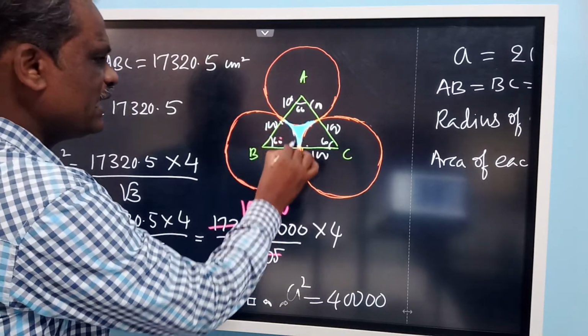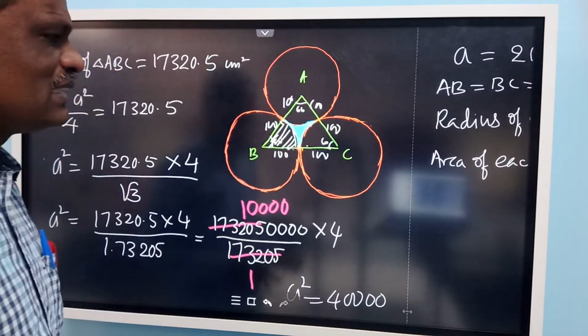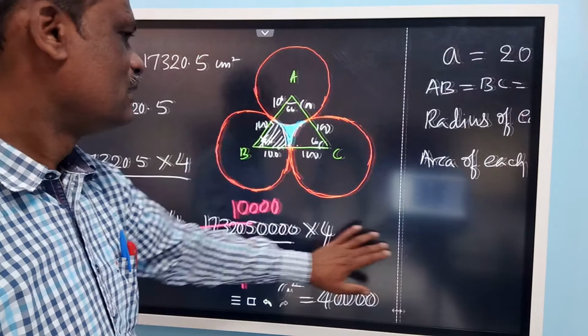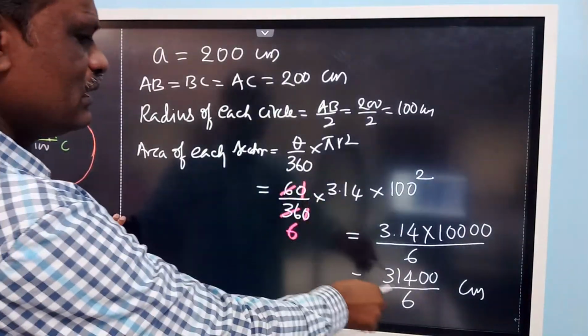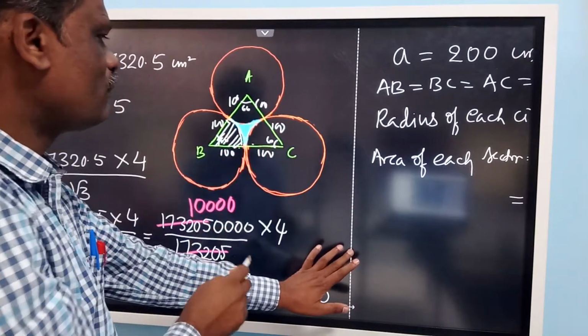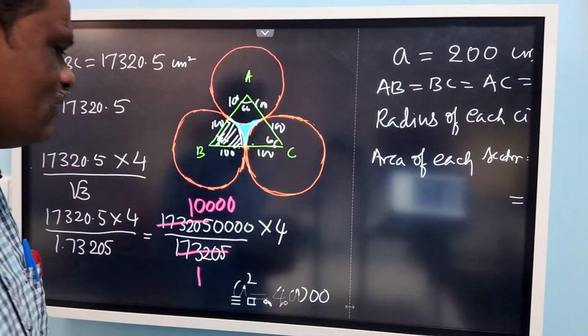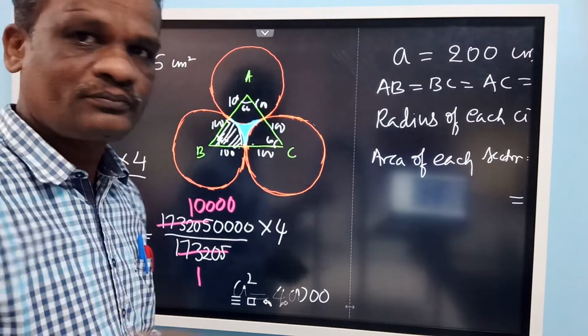Now you can find out the area of this part, this sector. Area of this sector is theta by 360 into pi r square. It gives you 31,400 by 6. Into 3 times you multiply, area of triangle minus these 3 sectors. If you subtract, then you will get the area of the shaded portion.